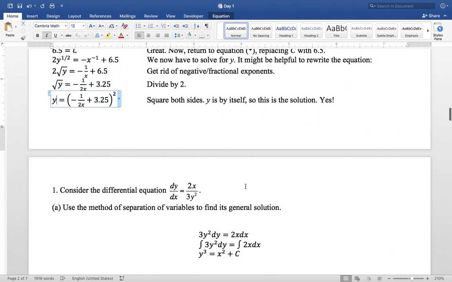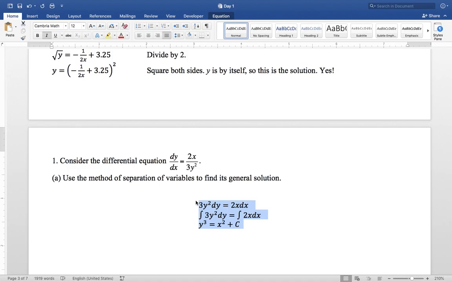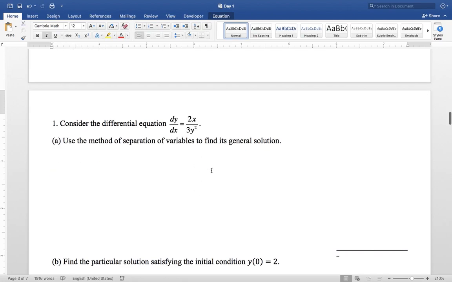So here are the exercises that I've asked you to do, and I think I'm going to do number 1 with you, and then you'll have enough experience to go on your own. So consider the differential equation dy dx equals 2x over 3y squared. Part A says use the method of separation of variables to find its general solution. I really want to emphasize general solution.